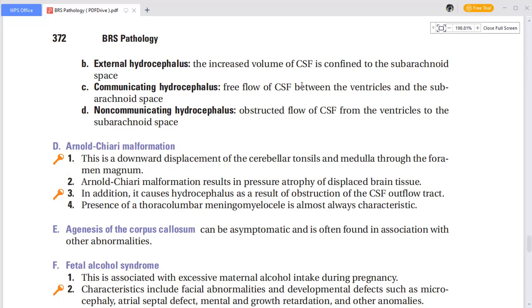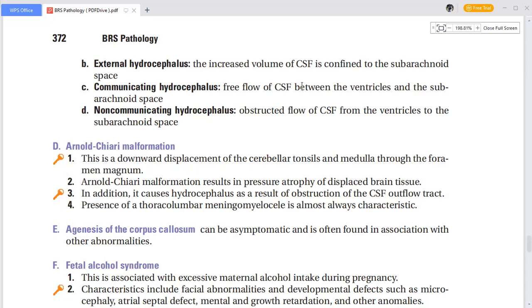So what happens is that the entire system is expanded in communicating hydrocephalus because there is increased production of CSF. But in non-communicating hydrocephalus, there is an obstruction somewhere. Non-communicating hydrocephalus refers to enlargement of only a portion of the ventricle system, e.g. due to blockage of the third ventricle. So the third ventricle maybe is blocked.